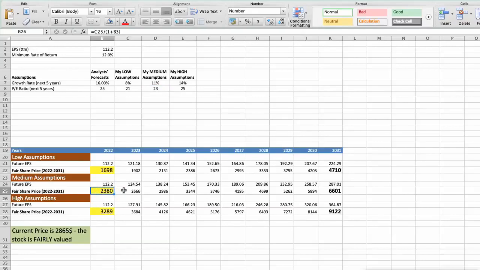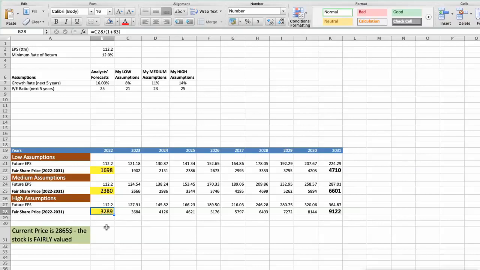Third scenario. Google will have high performance in next 5 years, and we will use the following parameters in our calculation. Future growth rate would be high, 14%. Future PE would be high, 25. In this case, the fair value of the stock today would be $3,289.